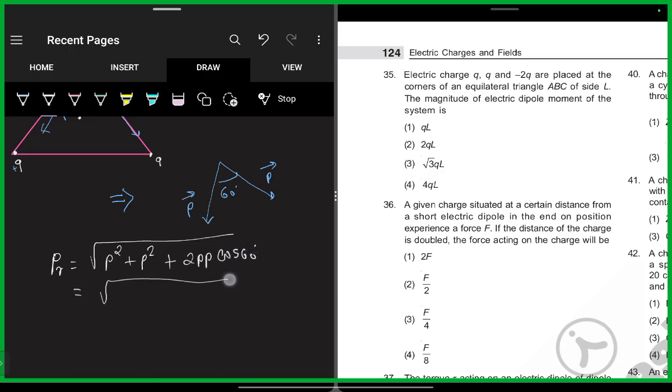Now p square plus p square is 2p square. This is also 2p square, and cos 60 degree is 1 half. So this will be 3p square. The answer would be under root 3p. P is q into L. That is the answer, option number 3.